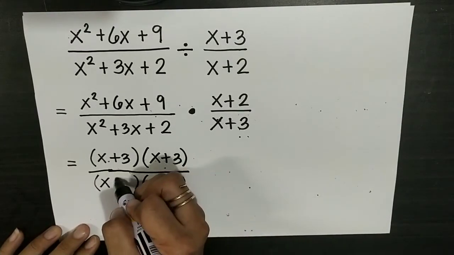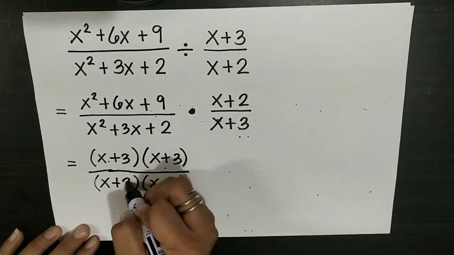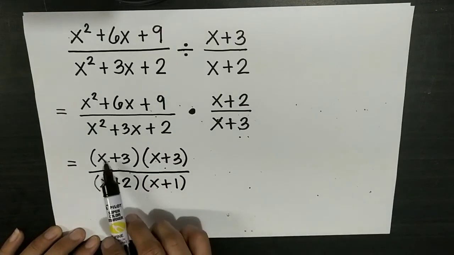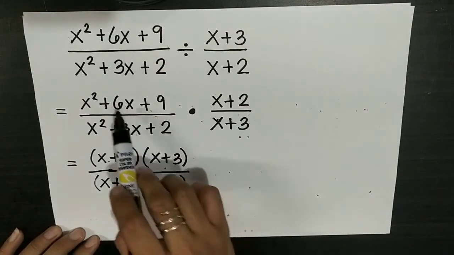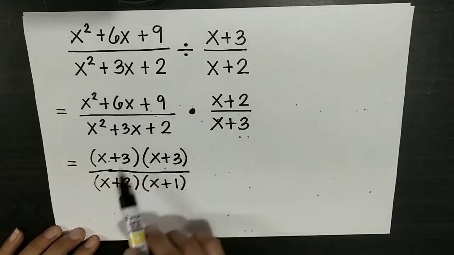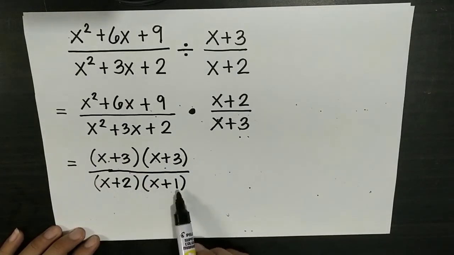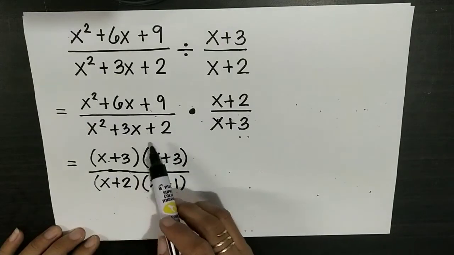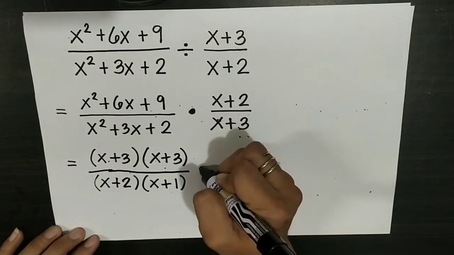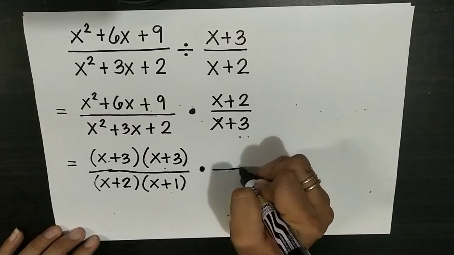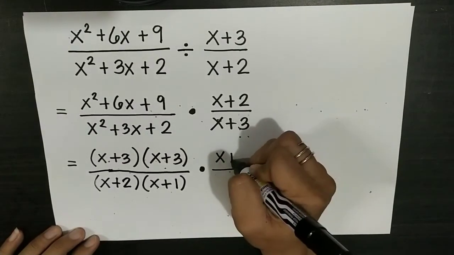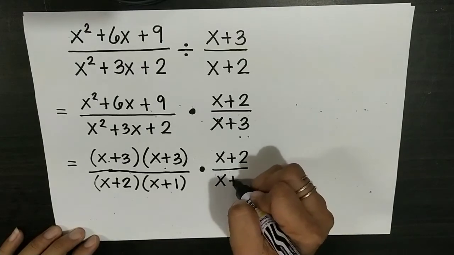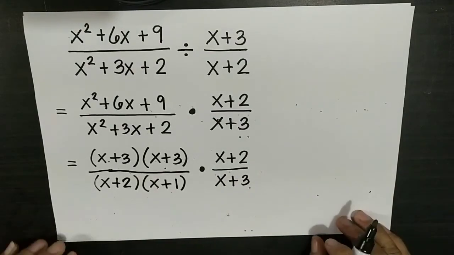so we have plus 2, this one is plus 1. So x plus 3 and x plus 3 are the factors of this trinomial. x plus 2 and x plus 1 are the factors of this trinomial. Alright, so we will continue copying these expressions which cannot be factored. This one, x plus 2 all over x plus 3.